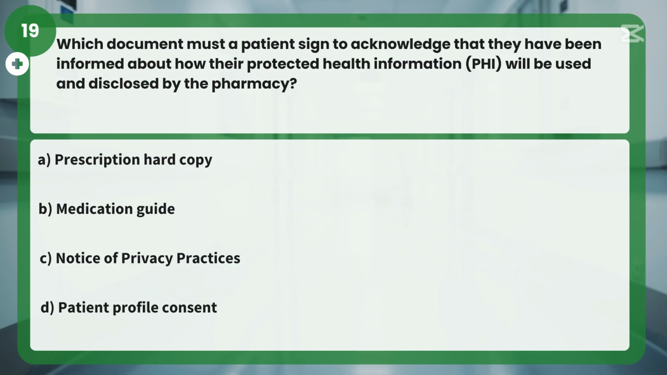Question 19. Which document must a patient sign to acknowledge that they have been informed about how their protected health information, PHI, will be used and disclosed by the pharmacy? A. Prescription hard copy. B. Medication guide. C. Notice of privacy practices. D. Patient profile consent.